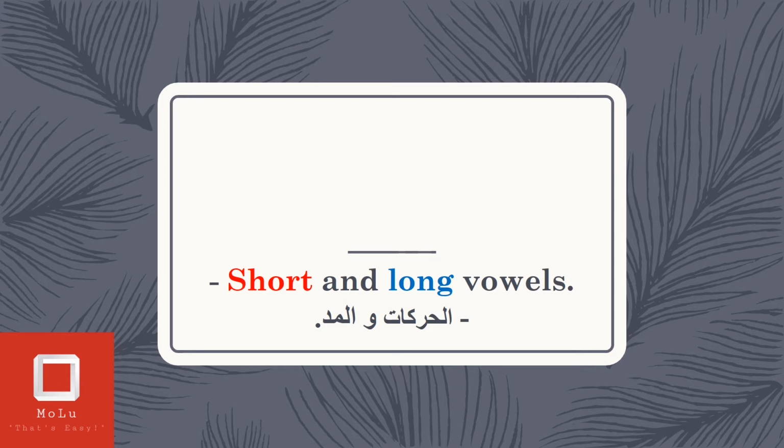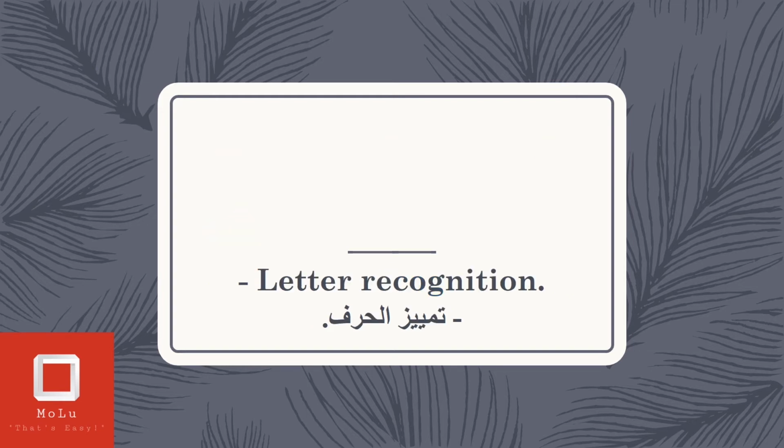The short vowels for the letter Kha are Kha, Khu, Khi, and the long vowels for the letter Kha are Kha, Khu, Khi. Letters in the Arabic language change their form based on the location of the letter in the word and to the letters connected to it.